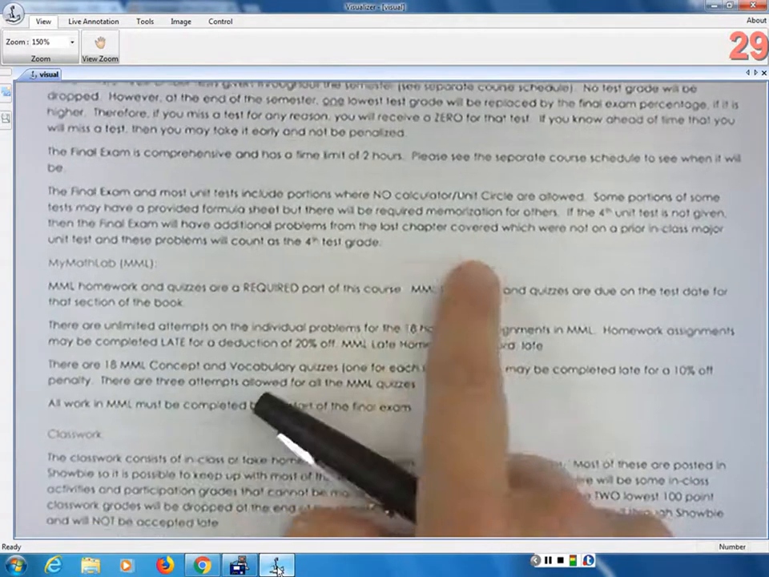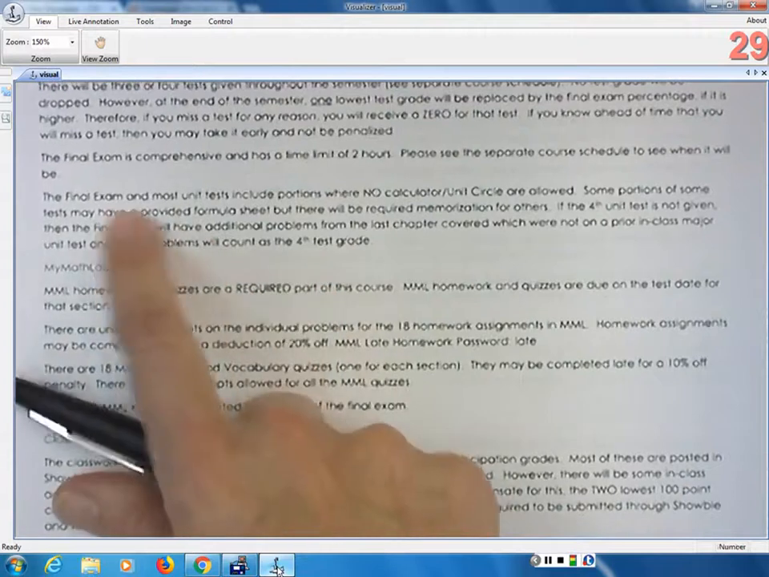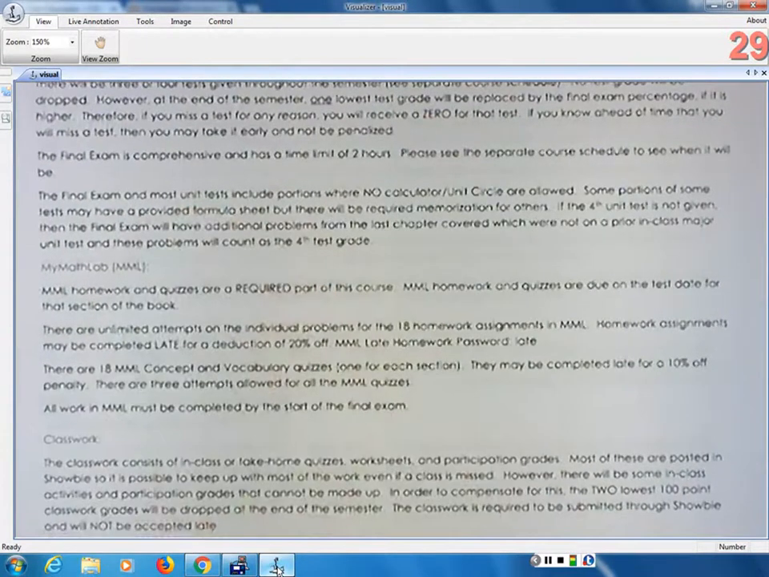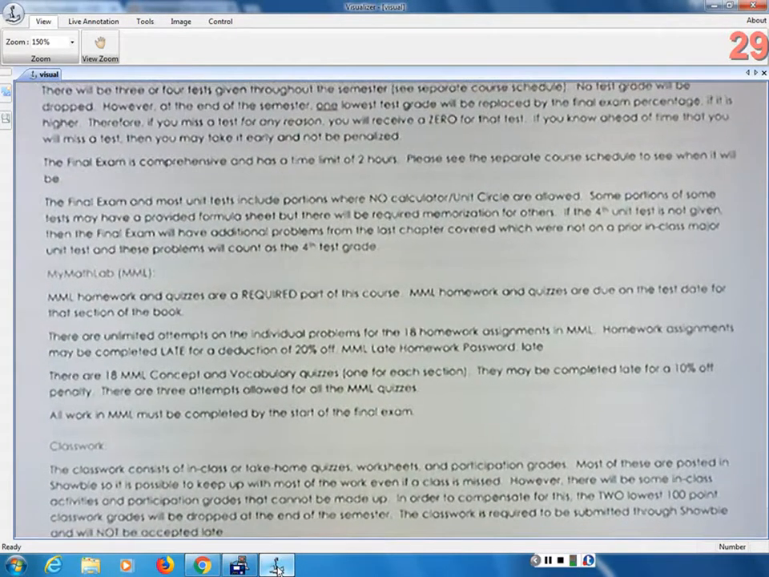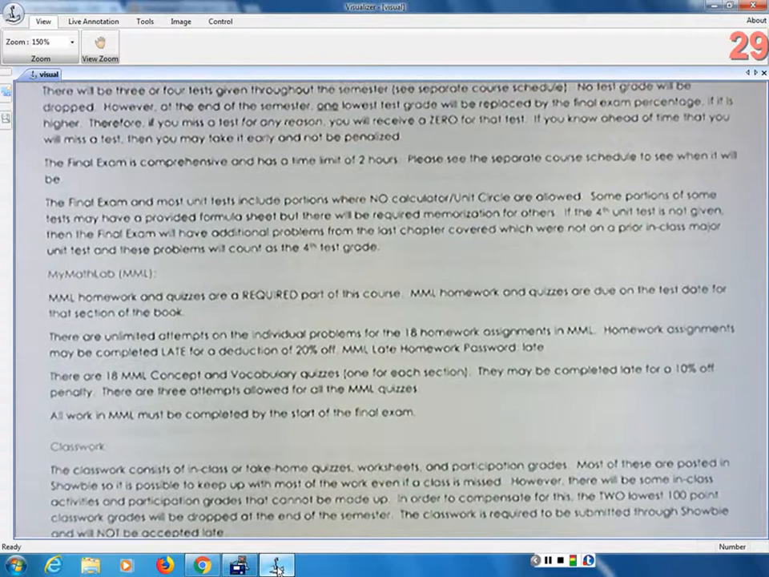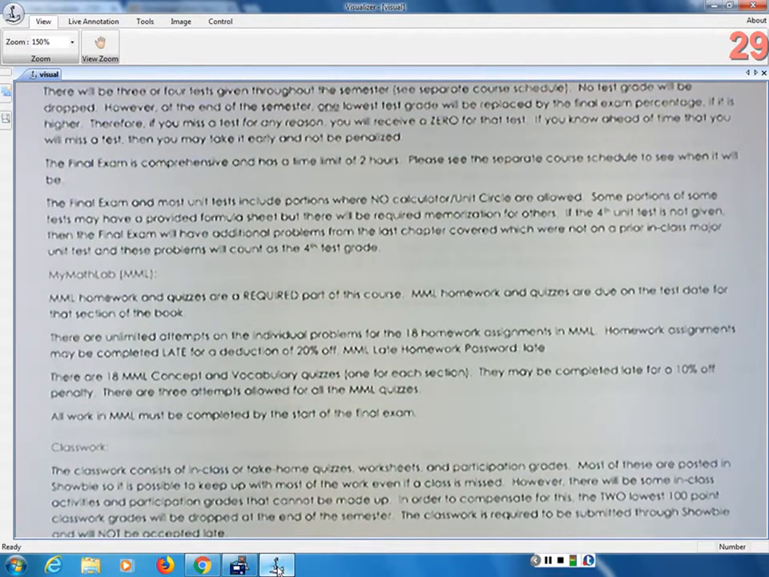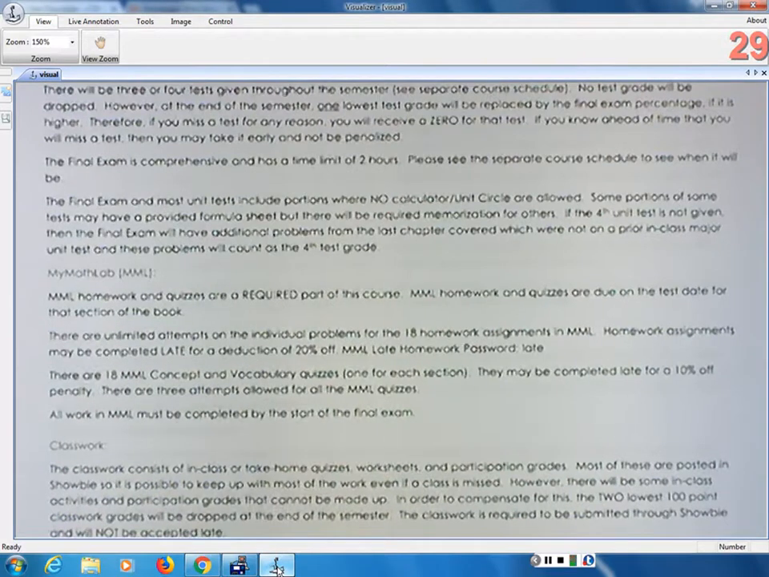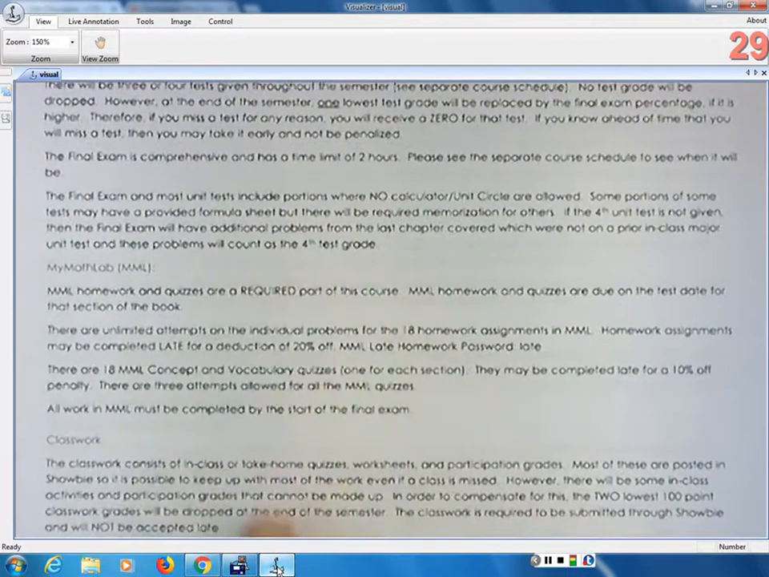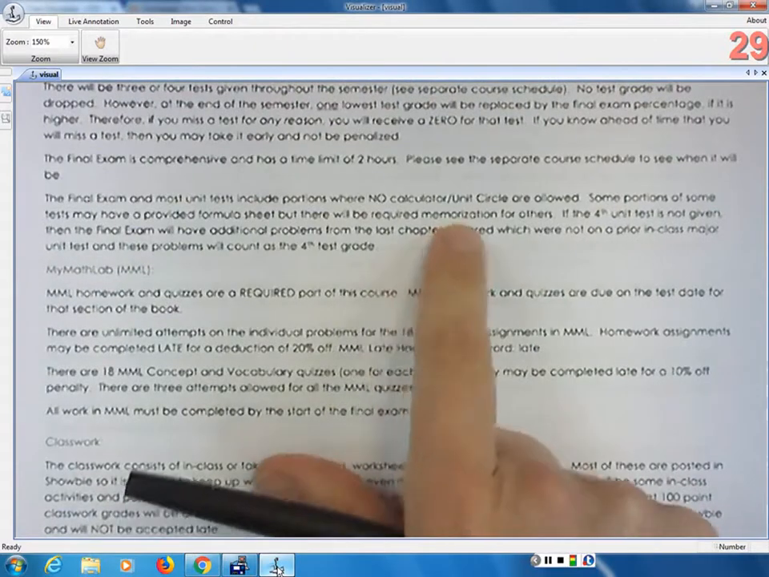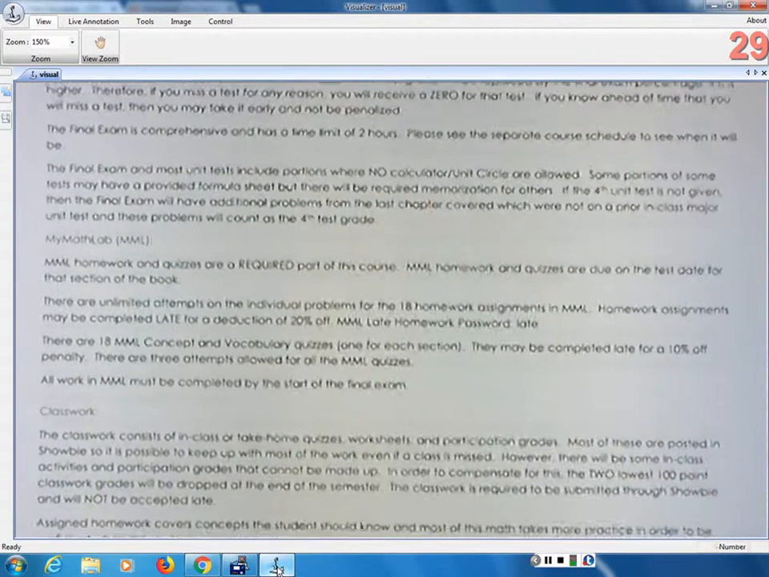When I give you tests in this class, unlike Math 1710, every test in this class and the final exam has a portion that's no calculator, no unit circle. So pretty much every test has a no calculator, no unit circle section, and then a calculator, unit circle, and/or formula sheet section. So that's different. You've got a lot of things you need to memorize in this class.